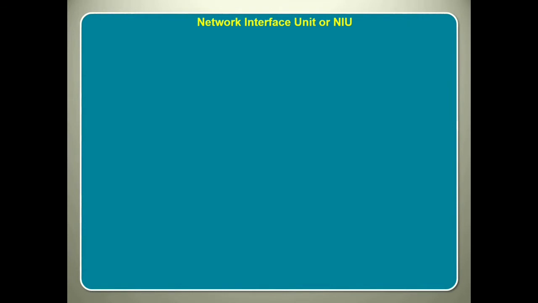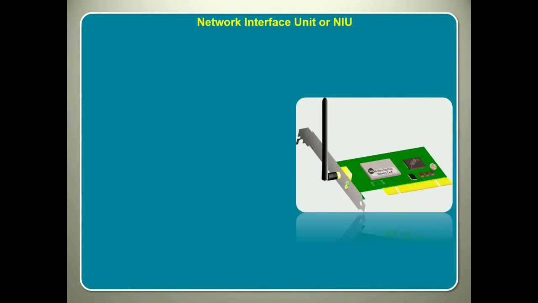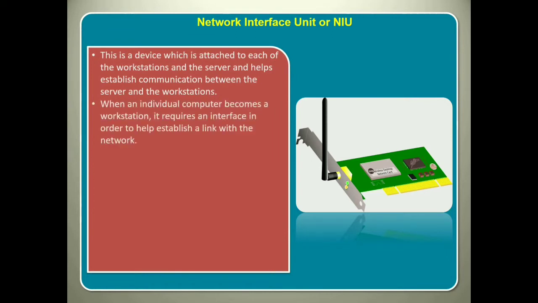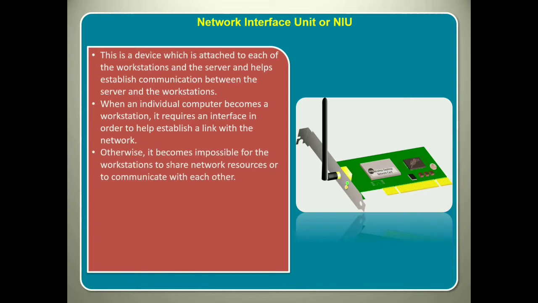Let us now learn about the next term, that is, Network Interface Unit or NIU. This is a device which is attached to each of the workstations and the server and helps establish communication between the server and the workstations. When an individual computer becomes a workstation, it requires an interface in order to help establish a link with the network, without which it becomes impossible for the workstations to share network resources or to communicate with each other.